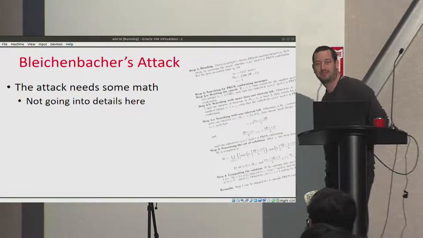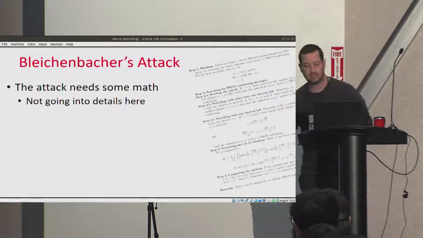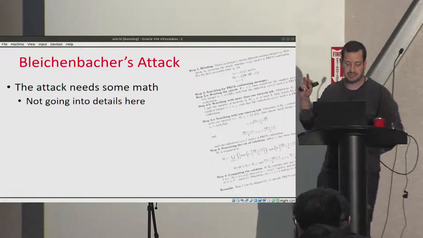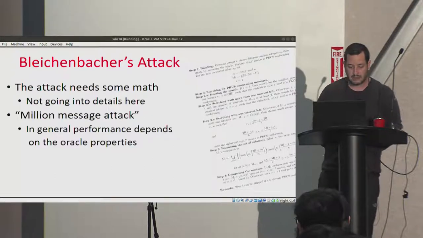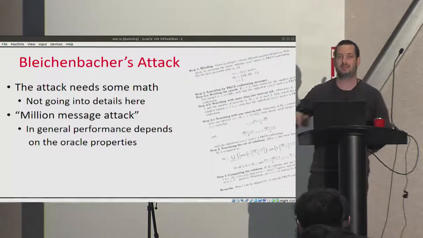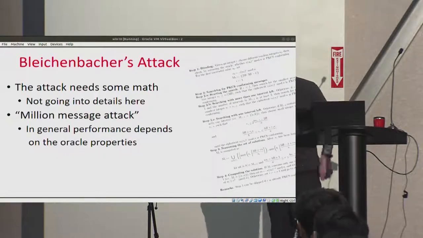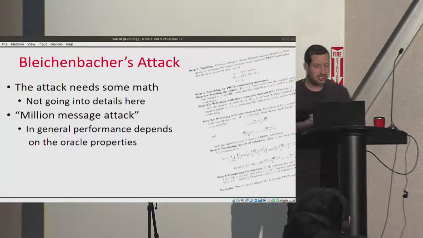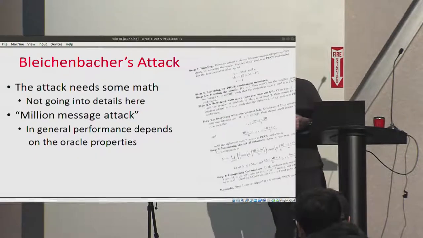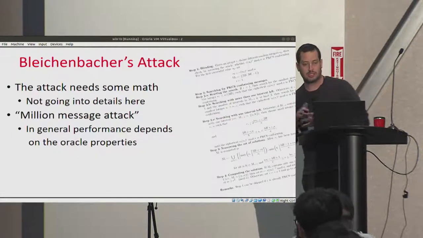Okay, so we have this amazing Bleichenbacher attack, and we're not going to go into all of the details, although this is a really beautiful paper in my opinion. I highly recommend people read it. The attack used to be called the million message attack because you need about a million queries to the server in order to decrypt the message. So this is quite a large number, but in general the exact performance depends on the very specific properties of the oracle that we have. So we can actually do it in much less than 1 million messages in some cases.